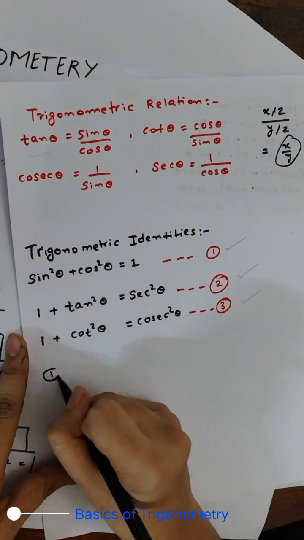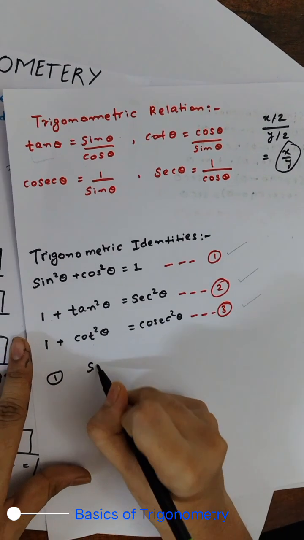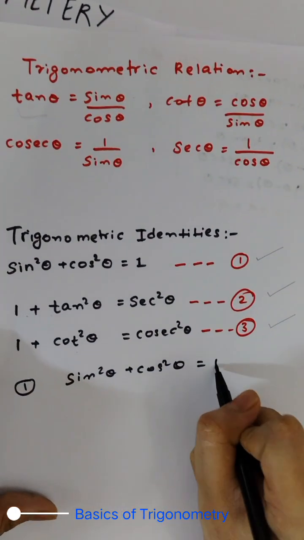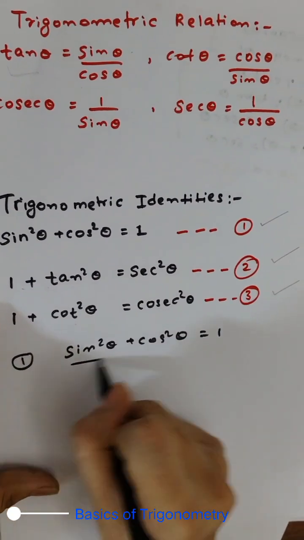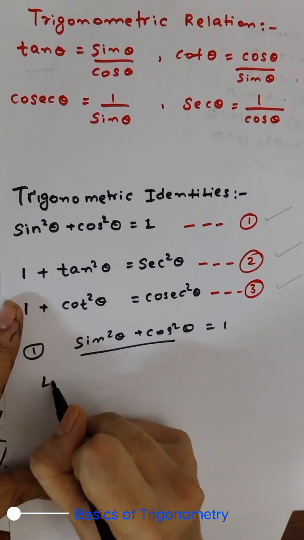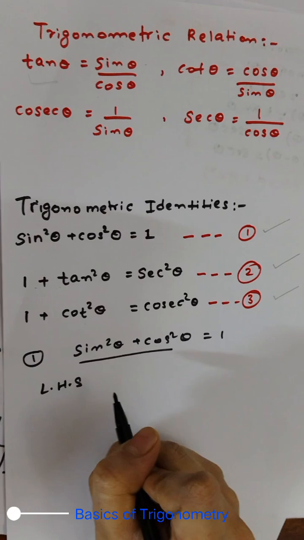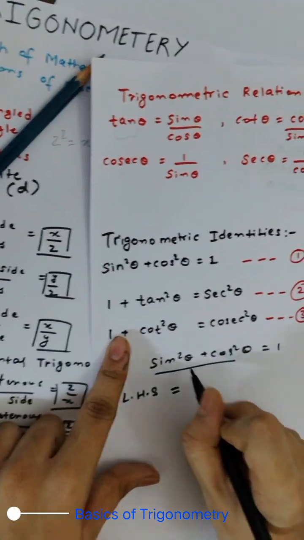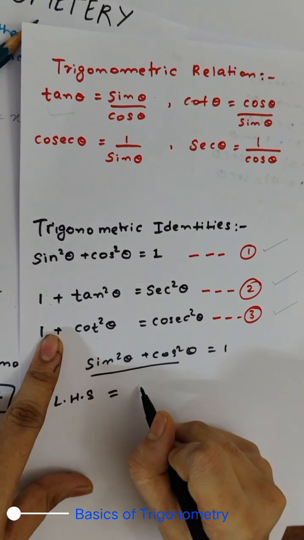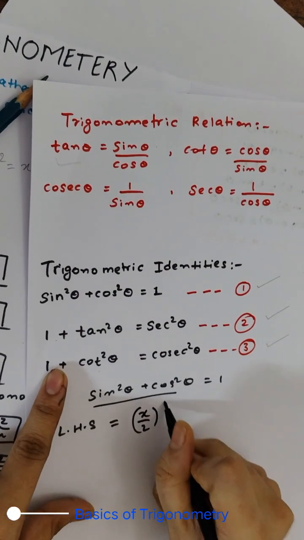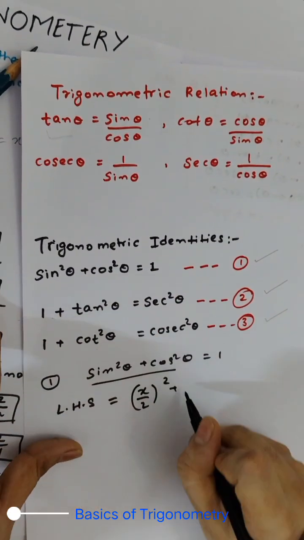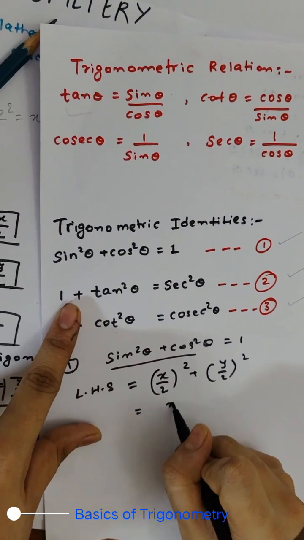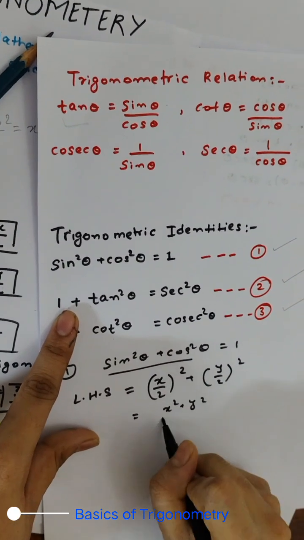Now let's start with the first identity. We are given that sin square theta plus cos square theta is equal to 1. Let us start from the LHS, left hand side. We know that for this right angle triangle, sin theta is equal to x by z. So sin square theta will be x upon z whole square, plus cos theta is equal to y by z, so it will be y by z whole square. We write it here as x square plus y square upon z square.